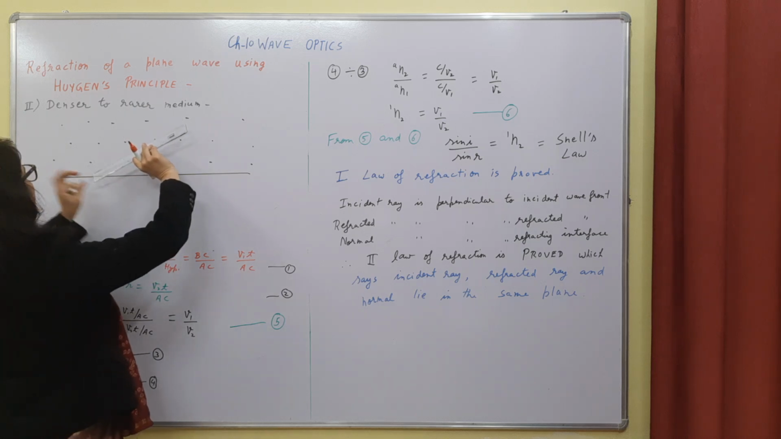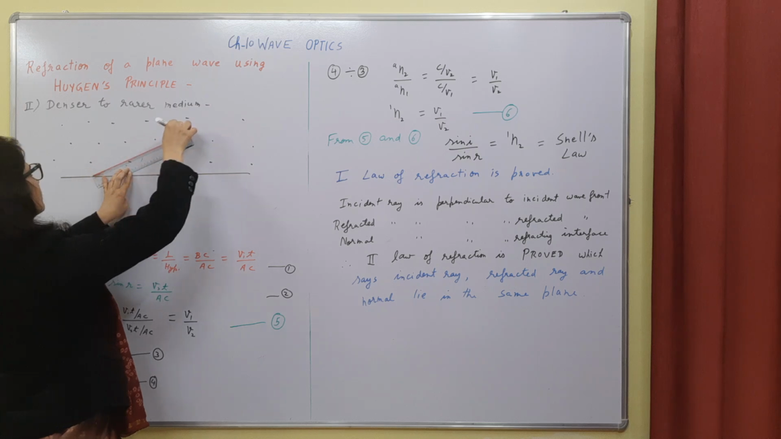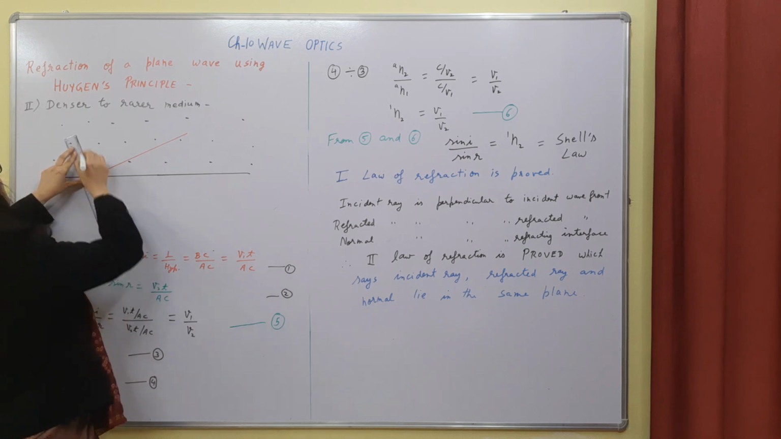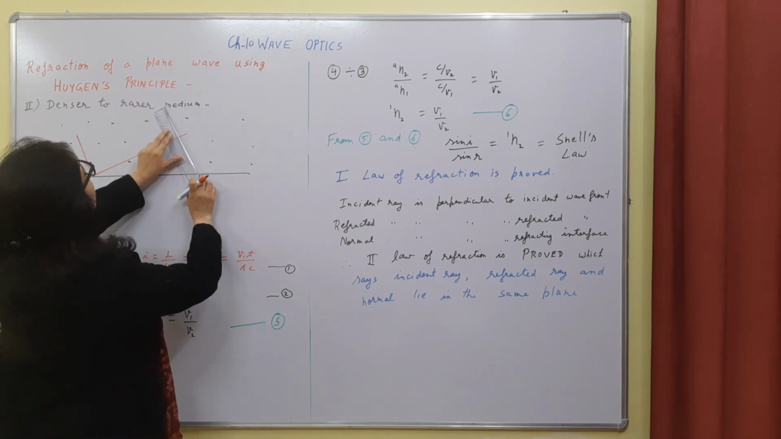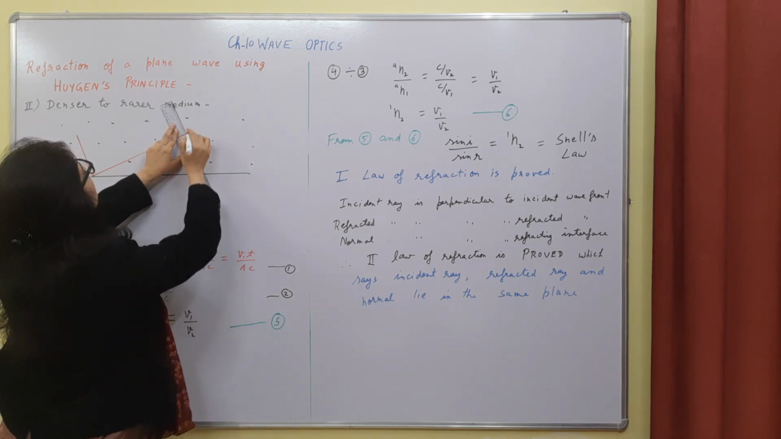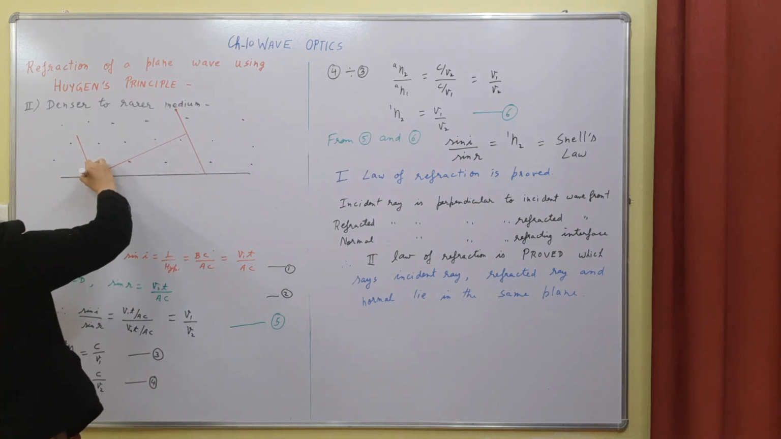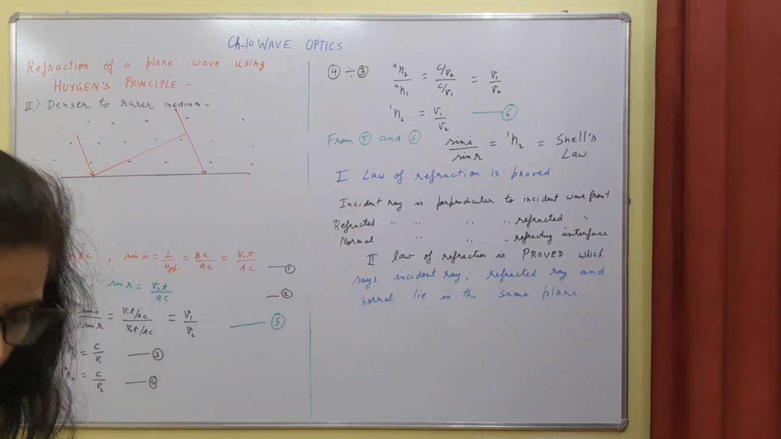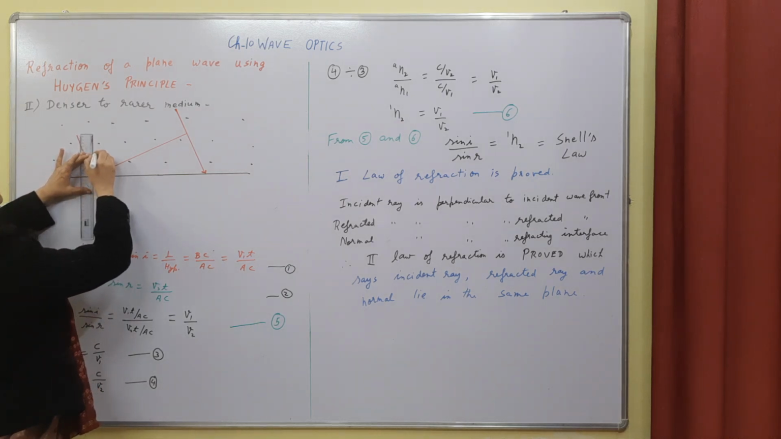That means our incident wavefront is this one. So the incident ray will be perpendicular to this incident wavefront, and here also I am taking another incident ray which is also perpendicular to this incident wavefront. And this is the normal.